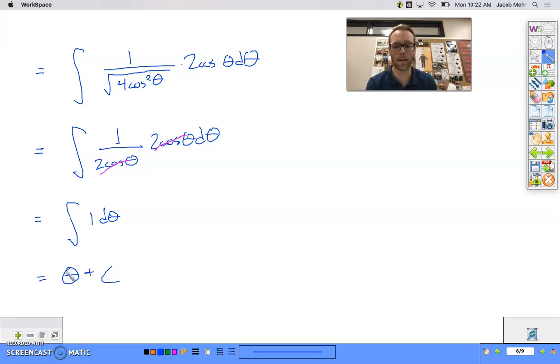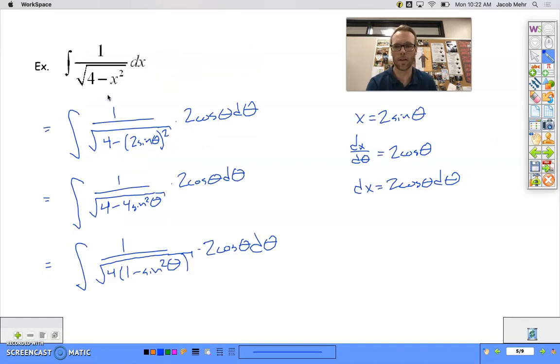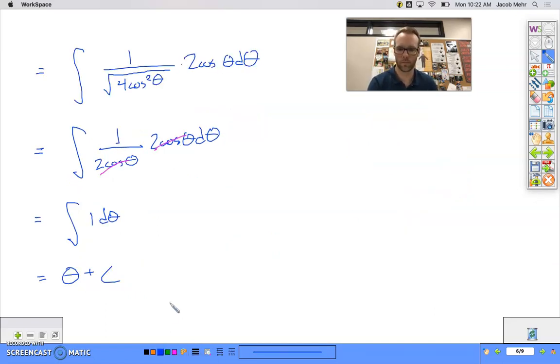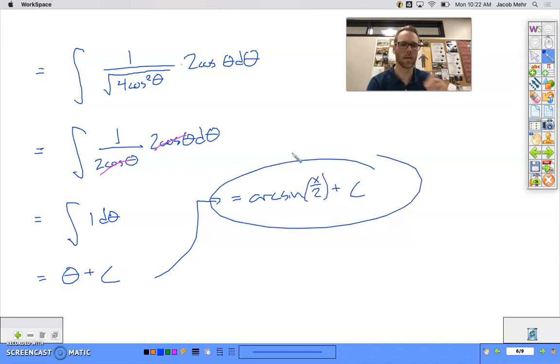Now don't forget that we're not done here. We don't want thetas, we want x's. If x equals 2 times the sine of theta, what does theta equal? Let's divide each side by 2. x over 2 equals the sine of theta. So we would take the arc sine of both sides. Theta is the arc sine of x over 2. So we have the arc sine of x over 2 plus c. That one worked out really well, didn't it? Okay, let's look at one more example in this video.